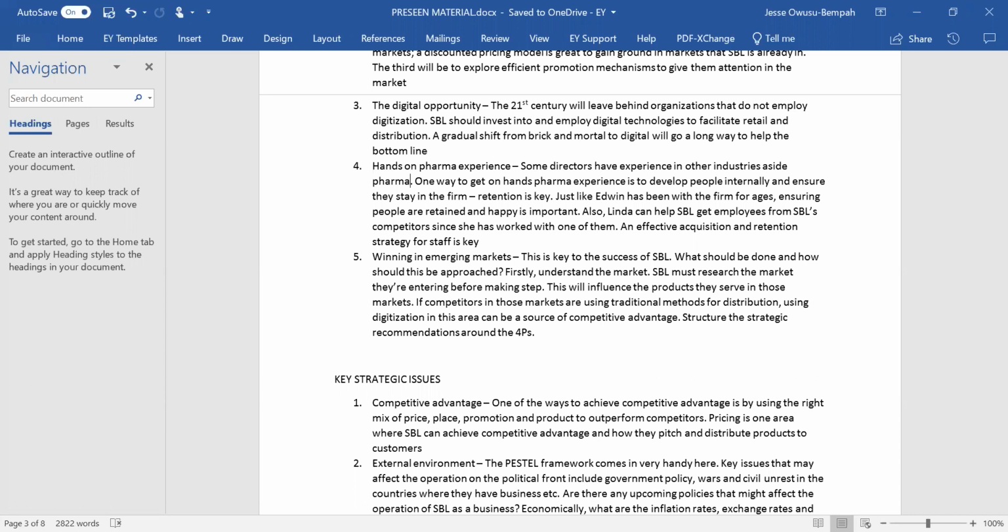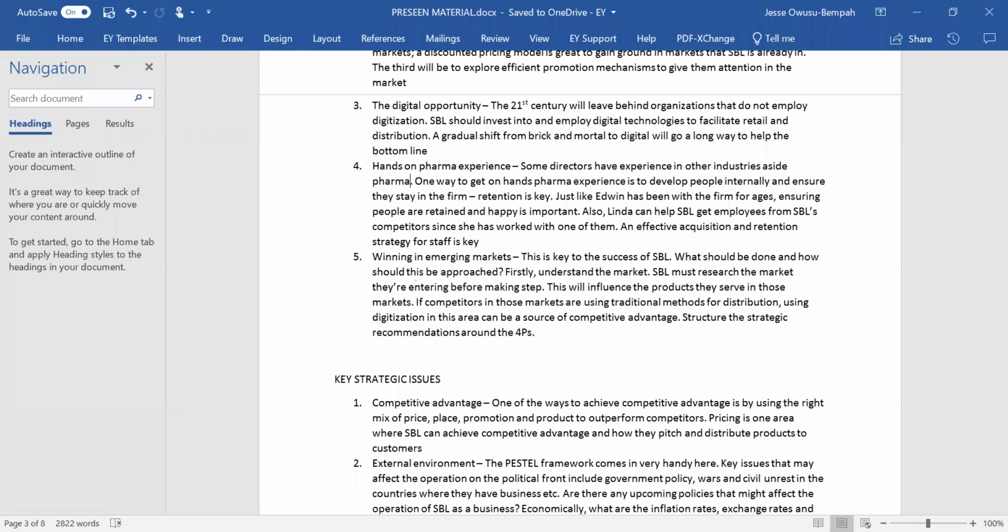So it's twofold. One is acquisition, and number two is retention. Like what Caleb was saying, acquisition: who do you recruit? Either you recruit people who already have pharma experience, and you retain the people in your organization who have loads of experience and find ways of developing and training them and improving their skill sets. Another thing was winning in emerging markets.